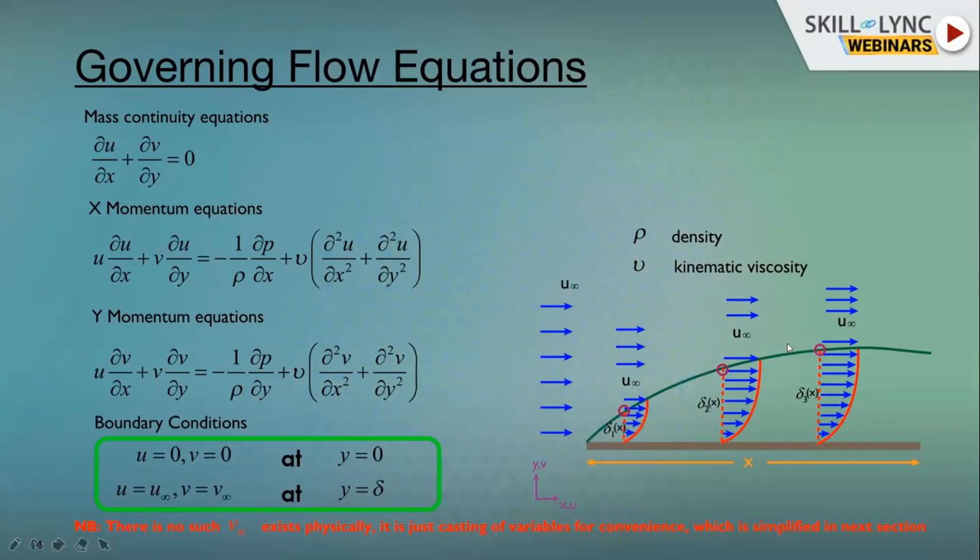And what is the position of the edge? What is a good approximation? Normally, if I go on increasing from zero velocity to some velocity up to u infinity, I assume a point where the velocity is almost 99% of the core velocity or the free stream velocity. That point I will assume is the edge of the boundary layer, and I will draw a boundary layer like this.